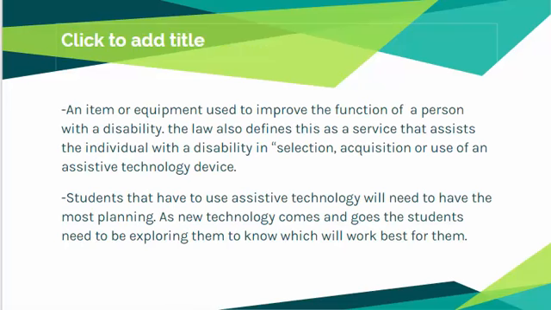For assistive technology, this is any item of equipment used to improve the function of a person with a disability. The law also defines this as services that assist the individual with a disability in selection, acquisition, or use of an assistive technology device. Students who have to use assistive technology will need the most planning in your classroom, because we really got to plan around how to use the different types of assistive technology in our classroom throughout all the different lessons.